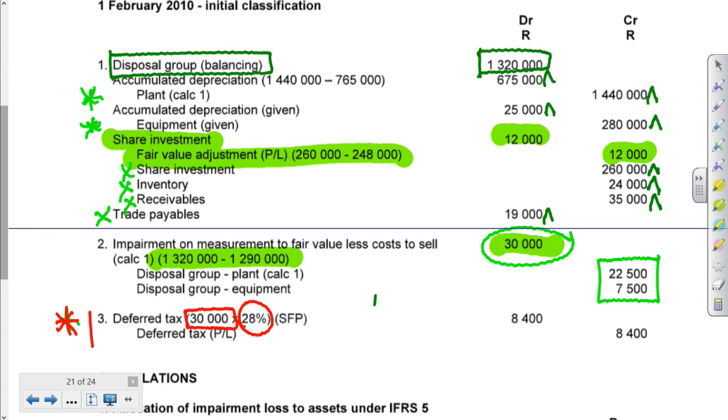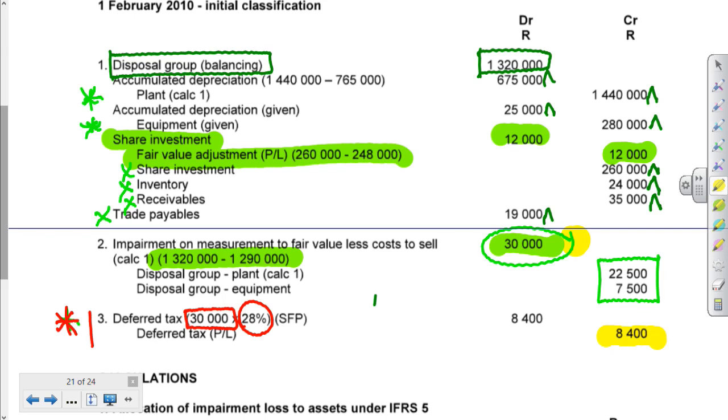What SARS will do when you sell it, they'll give you a scrapping allowance, or they'll give you more wear and tear, or they might even have a recoupment, depending on what those carrying amounts are. But there's the deferred tax. It's just the tax entry on the impairment. Remember, the impairment went into our P&L. It was a debit, so we credit tax in the P&L. Remember, the tax entries always go the opposite way. So here's my P&L debit, and then here is my P&L credit for the tax, 28%.